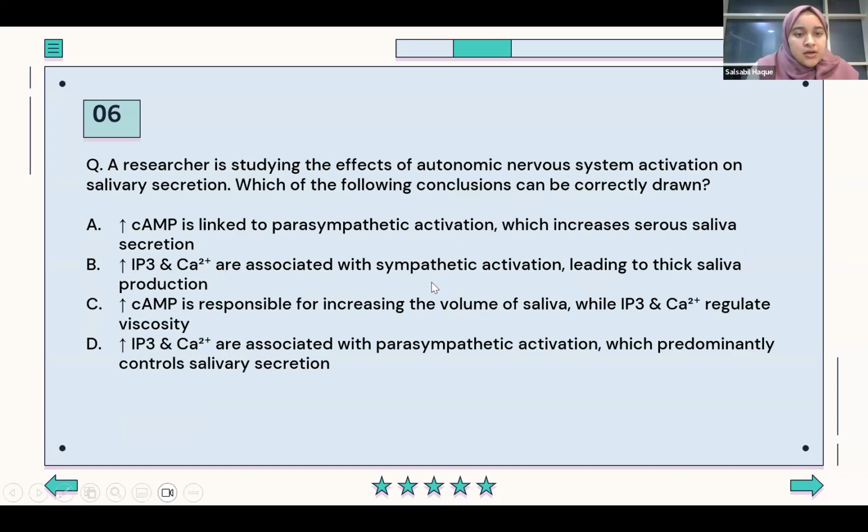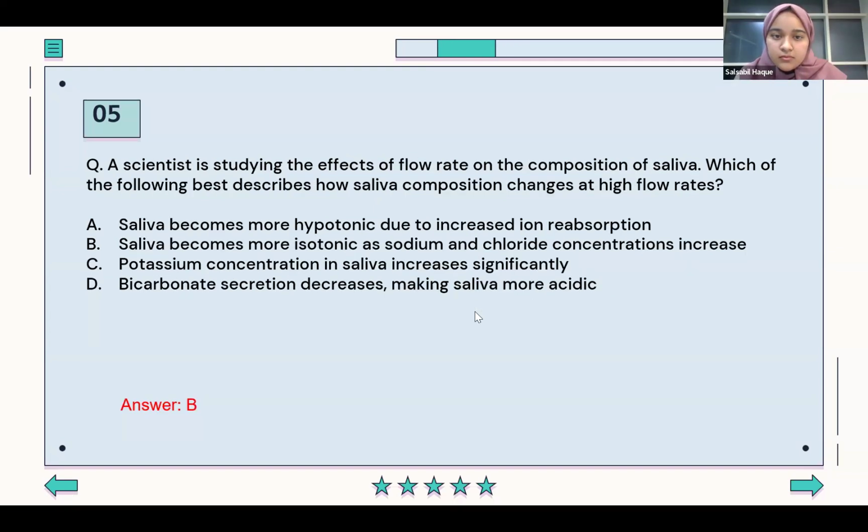All right, I have a question. Yeah, go ahead. Can you go back to the question? Yeah, sure. Okay, I agree with you that it's isotonic, but sodium and chloride are being reabsorbed, but to a lesser extent. How is fast flow going to increase the concentration and not decrease?